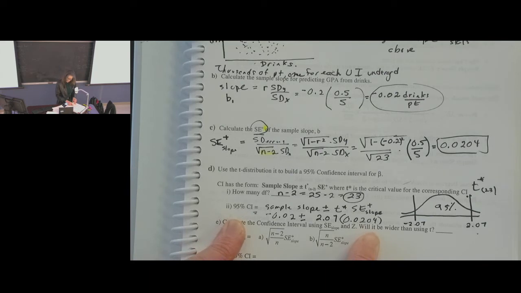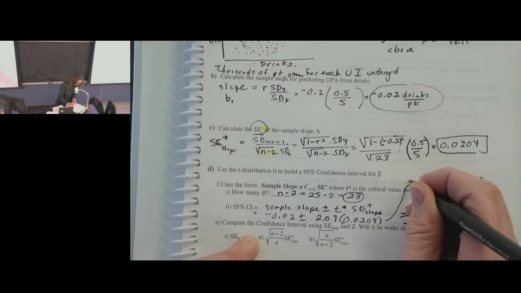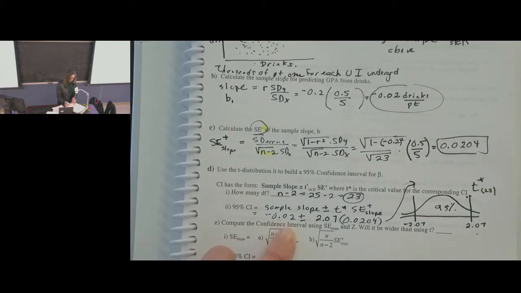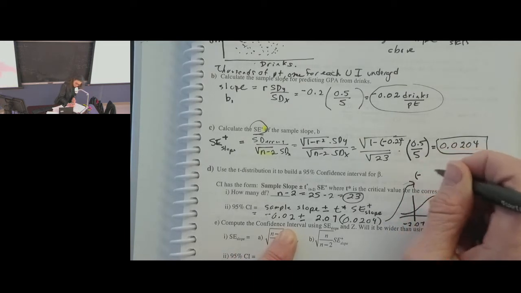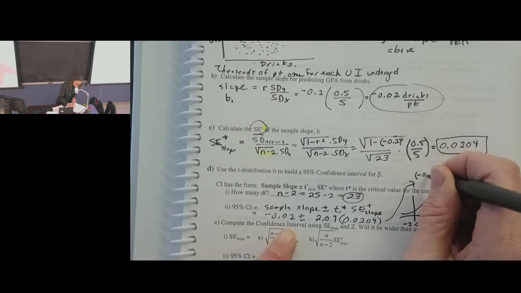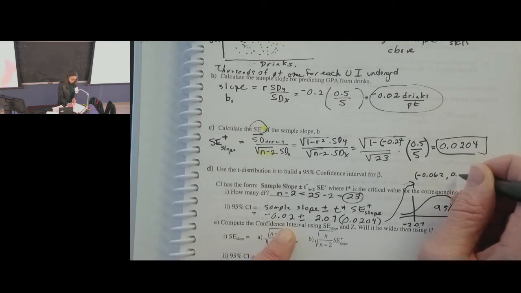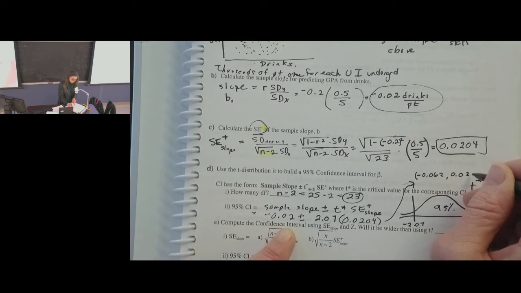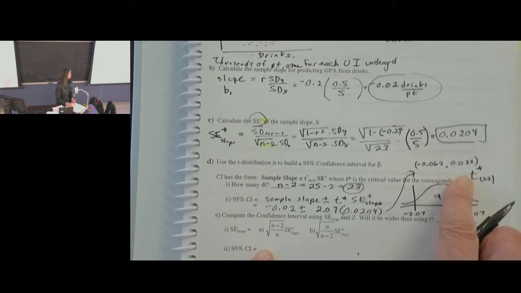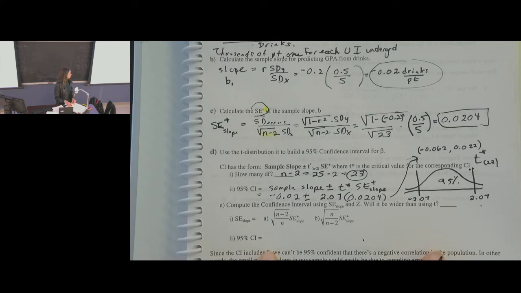So we'll put in negative 0.02 plus or minus 2.07 times the standard error, and that is what our confidence interval is. Okay, now I don't have room right here. Where should I put it? I'm just going to put it right up here. So what is it? The lower limit is negative 0.062 and the higher limit is 0.022. So that's our confidence interval.